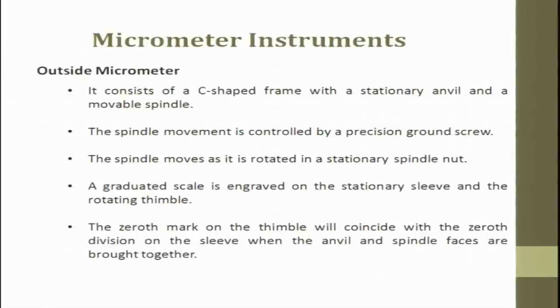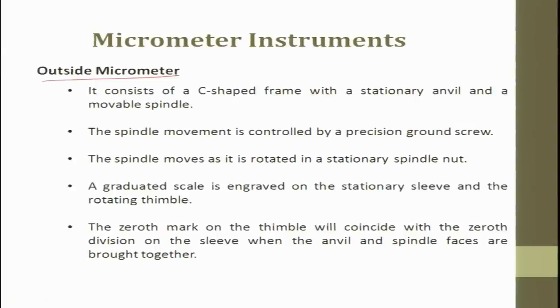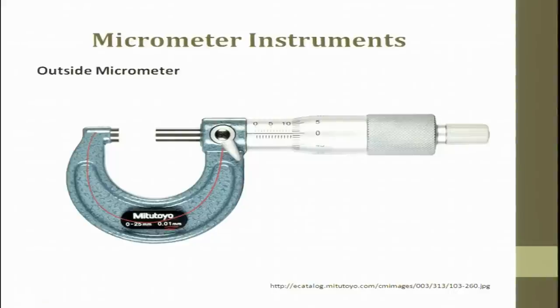So, next we will move to the outside micrometer. The outside micrometer consists of a C frame with stationary anvil. This is the outside micrometer, or people call it a screw gauge. Here it is 0 to 25, and this is the least count they have given. This is the main scale, this is the vernier scale, and here is the screw.